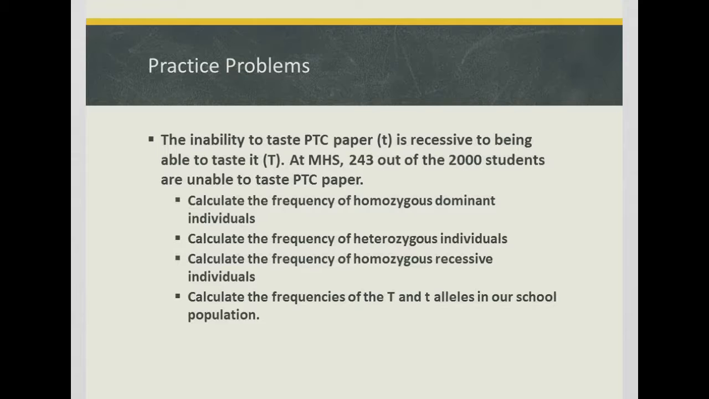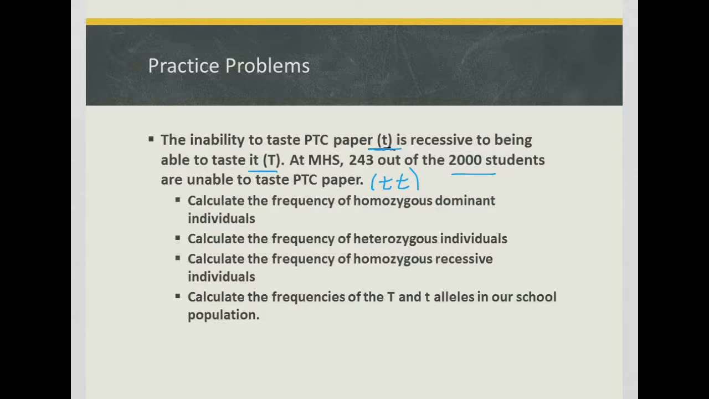The inability to taste PTC paper, which is going to be recessive, we see the lowercase t, is recessive to being able to taste it, capital T. At MHS, and this is just a problem that I made up, 243 out of the 2,000 students are unable to taste PTC paper. So unable, that means they are homozygous recessive. Calculate the frequency of the homozygous dominant, the heterozygous and the homozygous recessive individuals. So basically it wants me to find everything.